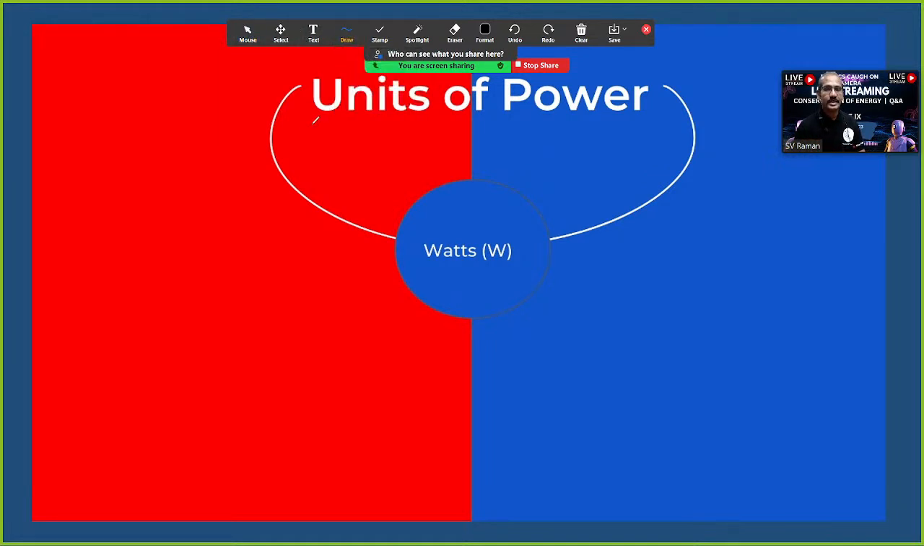So power P is equal to work done in a unit time is called power. Power unit is watt. Clear? Next.